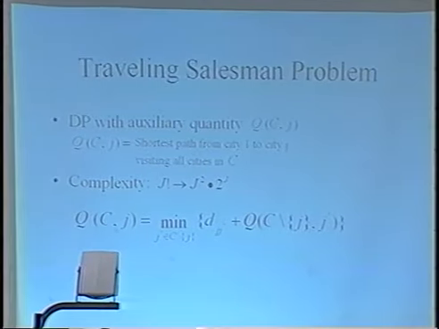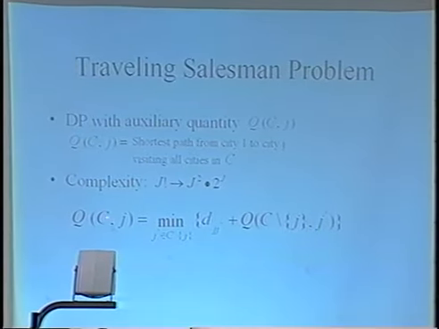So this equation is evaluated recursively. The brute force approach would be generating all possible permutations, and this can be reduced to a complexity of j squared times 2 to the j, where j is the number of cities, and you can read off the complexity from this recursive definition.